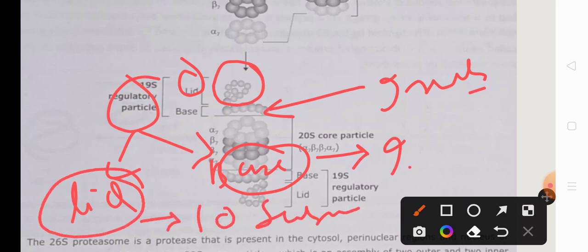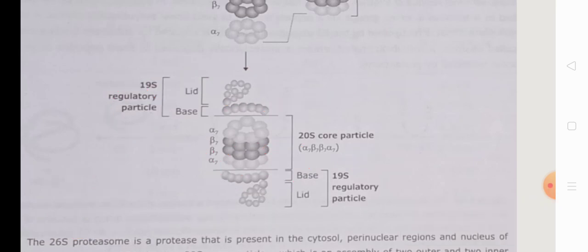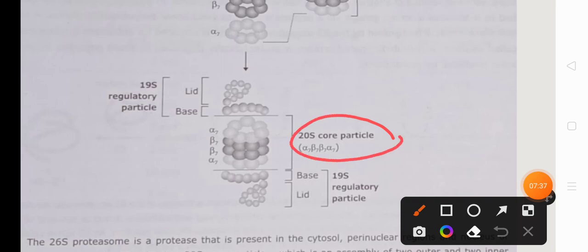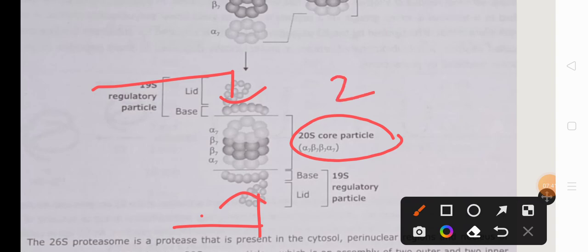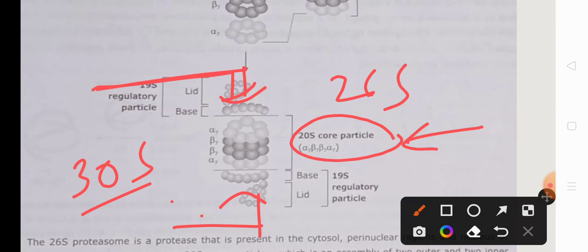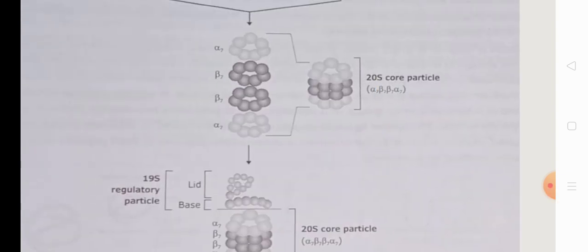Now if this 19S regulatory particle binds with the 20S core particle from both ends, then we will get the 26S proteasome. And if it binds with the 20S core particle from only one end, then we will get the 30S proteasome. So that is the idea of our eukaryotic proteasome.